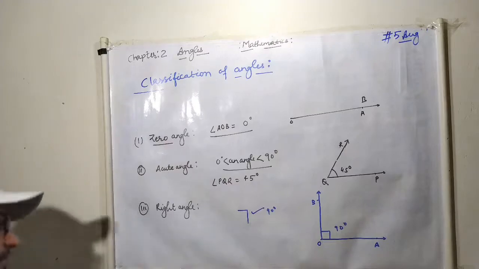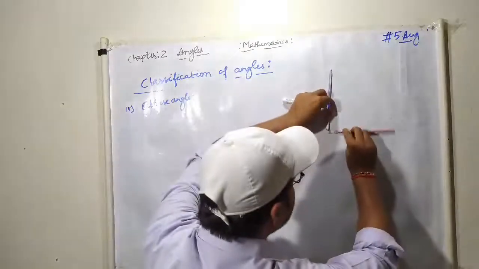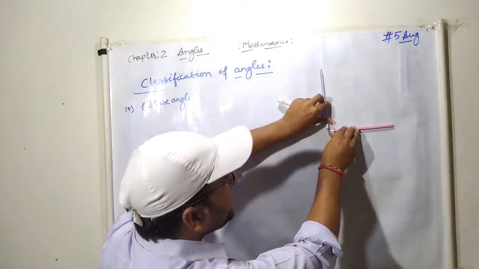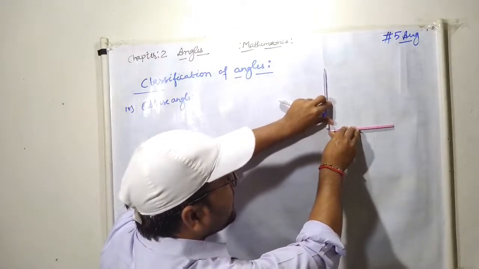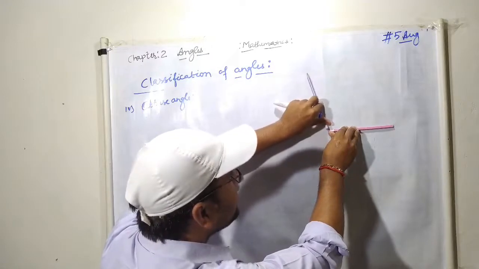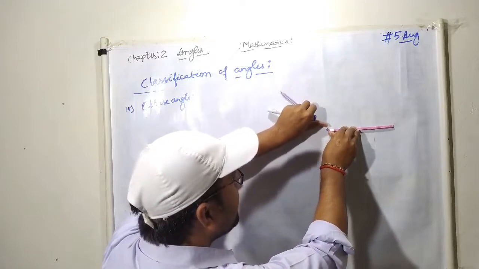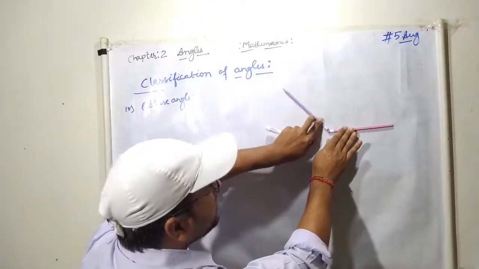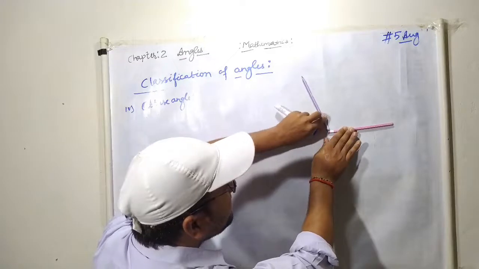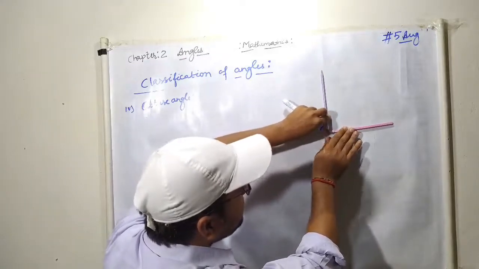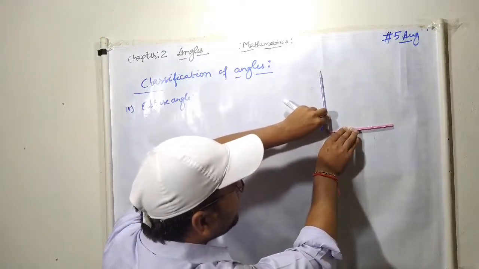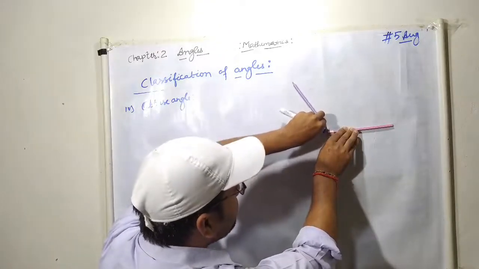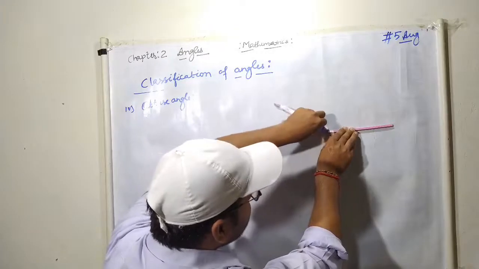Next one is the obtuse angle. This is known as 90 degrees. When you get this symbol, it is 90. When you increase it, it becomes greater, an obtuse angle, greater than 90 degrees. This is the shape of an obtuse angle, an angle whose measure is greater than 90 degrees. This is a 90 degree right angle. If you rotate it in the anti-clockwise direction, this is an obtuse angle greater than 90 degrees.